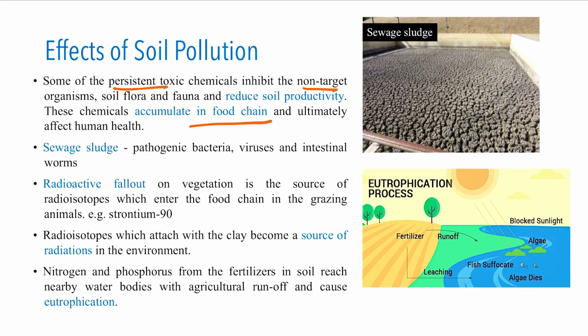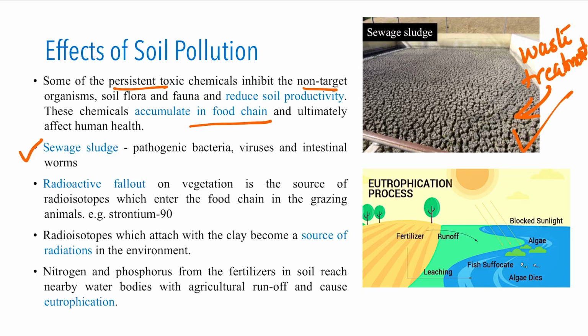Then next we have sewage sludge. Here we can see this image of sewage sludge. Where did we discuss this sewage sludge? This basically comes in wastewater treatment. Whenever the industries do wastewater treatment, the sludge, as we can see here, is one of the waste products that is there.